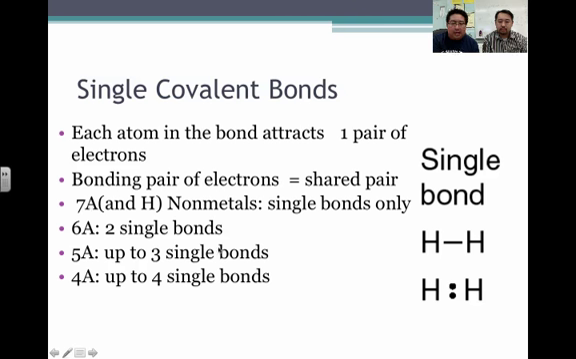There's a way to look at how many single bonds certain nonmetals can form depending upon what group they're in. For instance, 7A nonmetals and H can only form single bonds, because they're all one electron short of achieving a noble gas configuration, so they don't form other kinds of bonds. 6A nonmetals can form up to 2 single bonds. 5A nonmetals can form 3, and 4A nonmetals can form 4 single bonds.